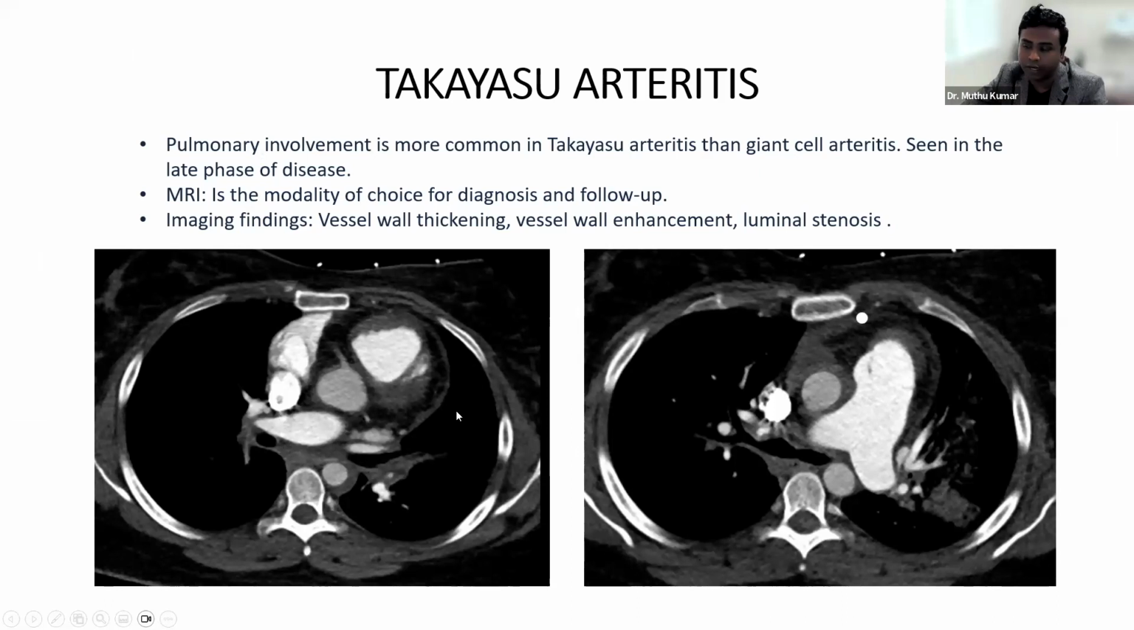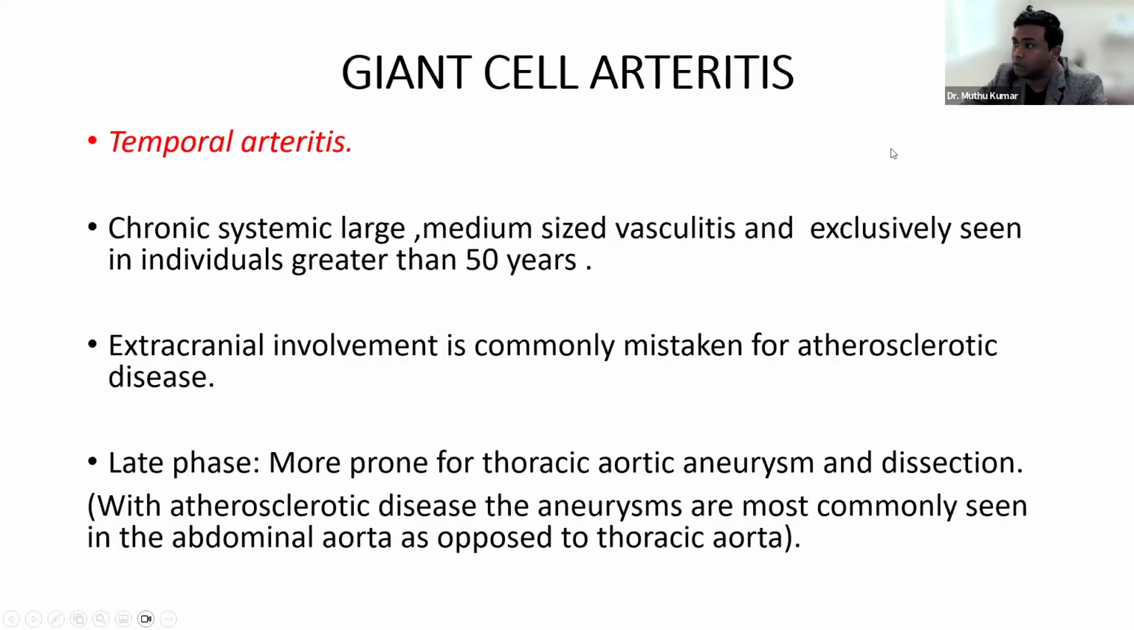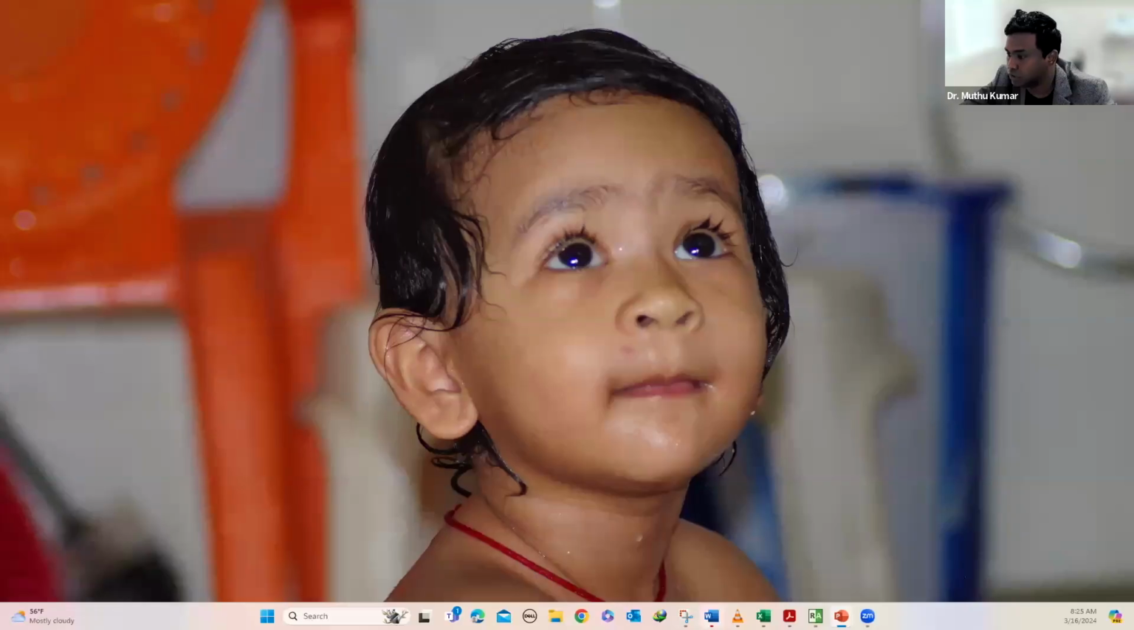For accurate assessment, MRI might be far better, because these patients can develop pulmonary hypertension and end up in right heart failure. At that time, volume assessment is of paramount importance. So you can do an MRI as well. So, case number 2.